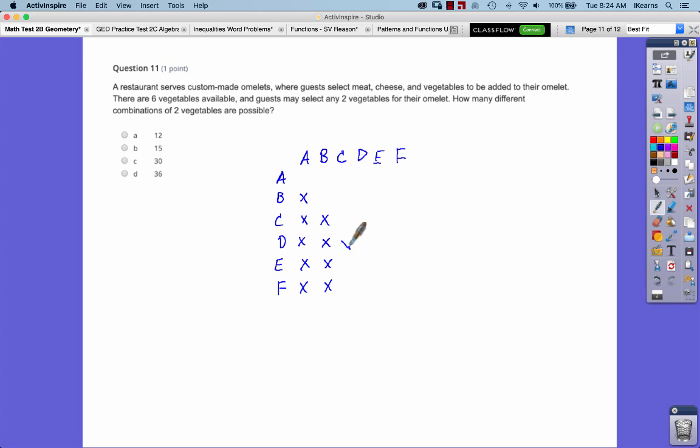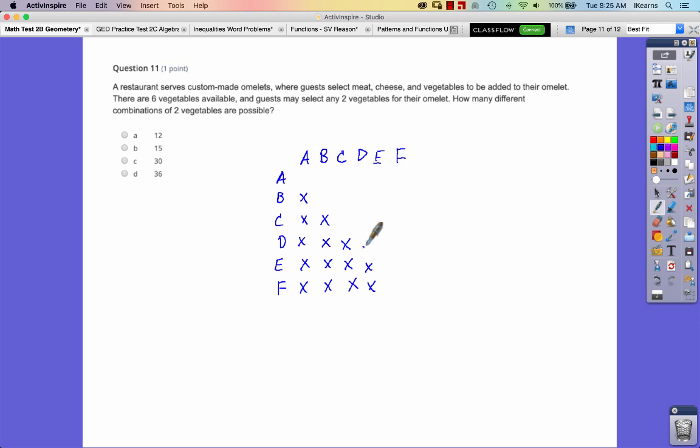So the next one is right here. Hopefully you're starting to see a pattern. We started off with 5, now we have 4, and then 3. And if we look over here on D, we're not going to include A and D because we already have it right here. We're not going to include D with B because that's right here. We're not going to include D with C because that's right here. So the next one is D with E, and D with F.